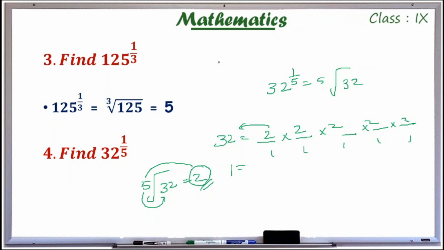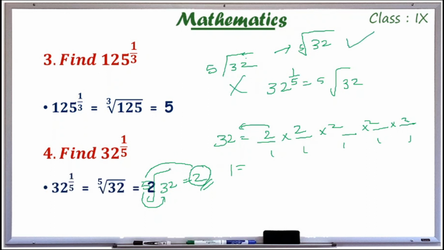Also, don't write the symbol like this. This is 32 by 5. This is not right. You have to write 32 this way. This is the wrong method, and this is the correct method of writing roots. So 32 raised to 1 by 5 is equal to 2.